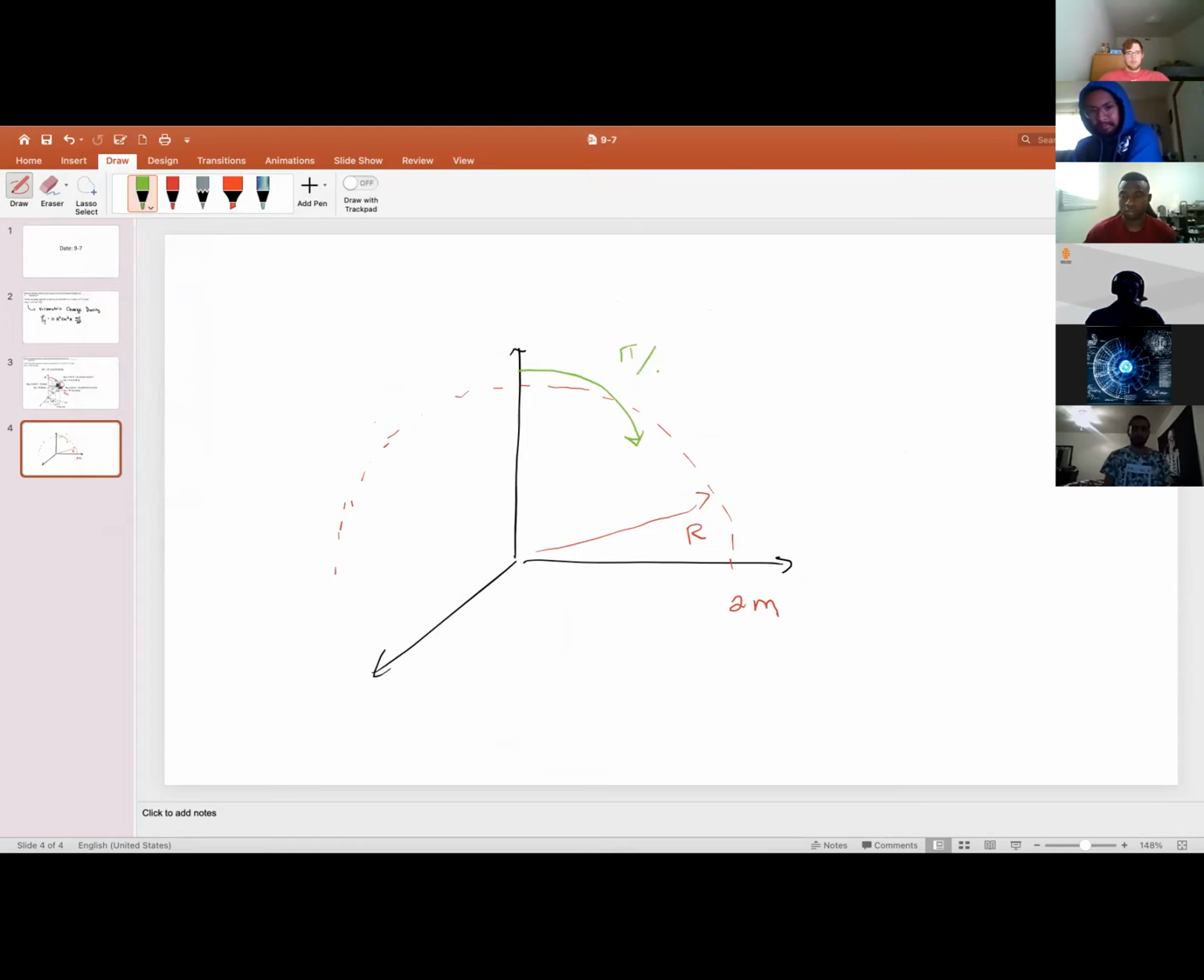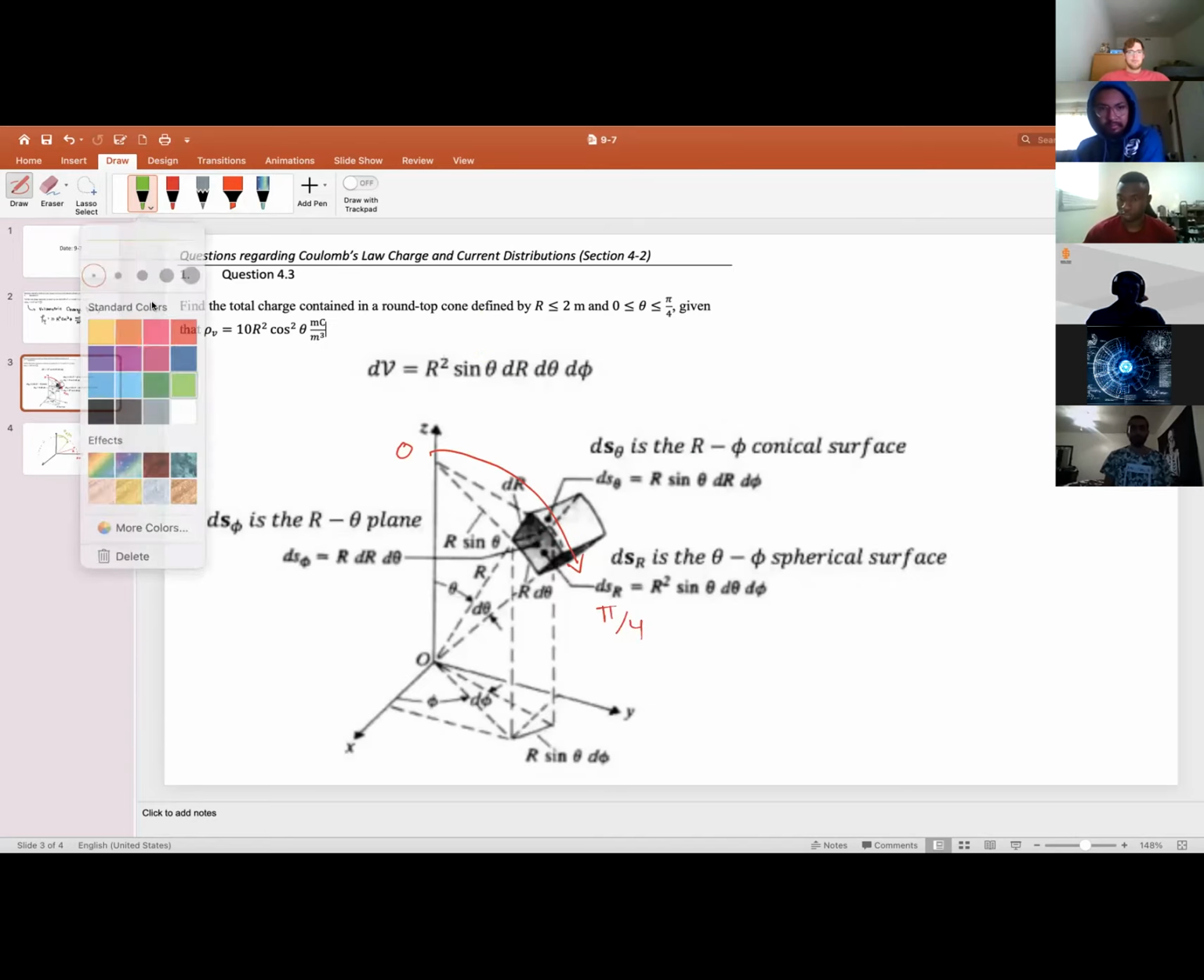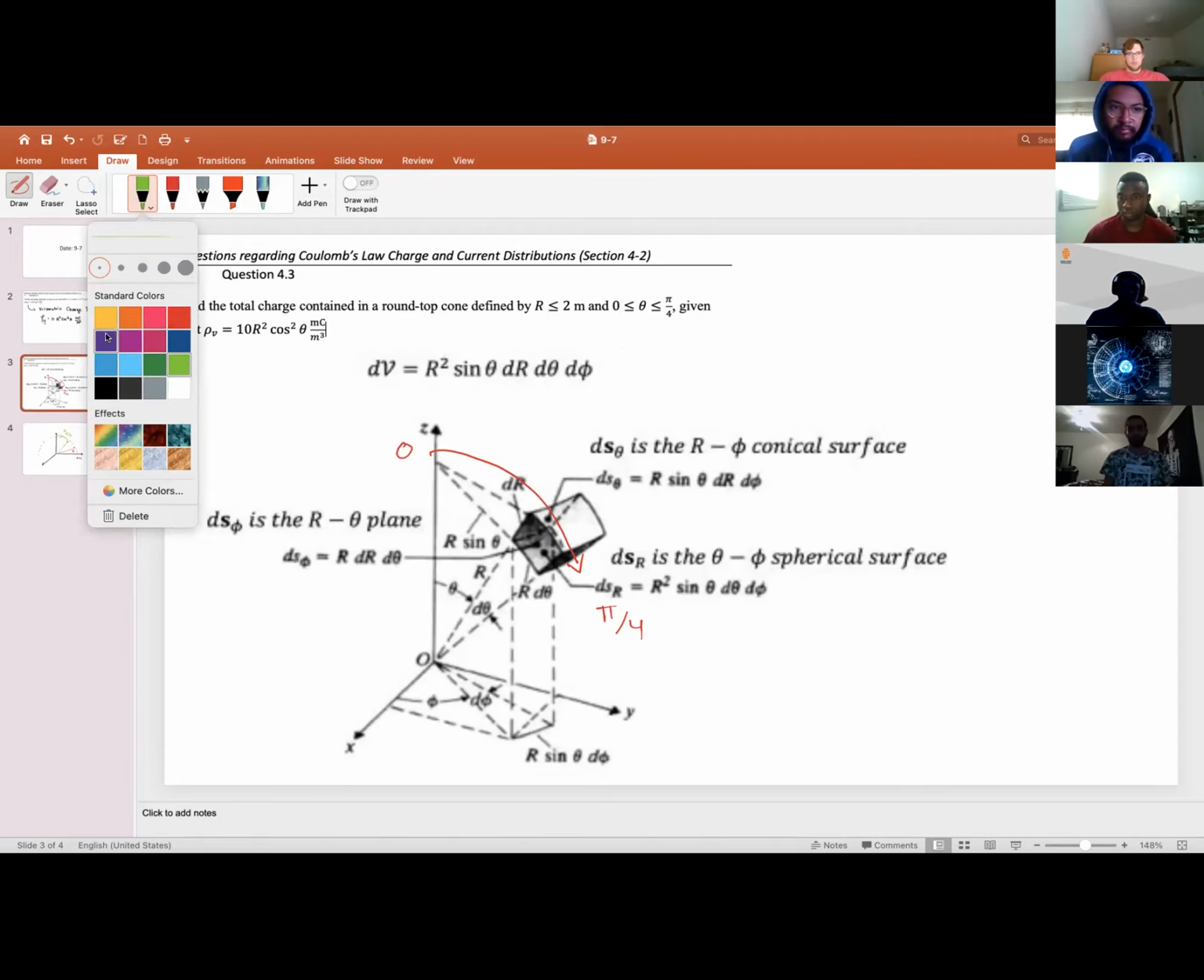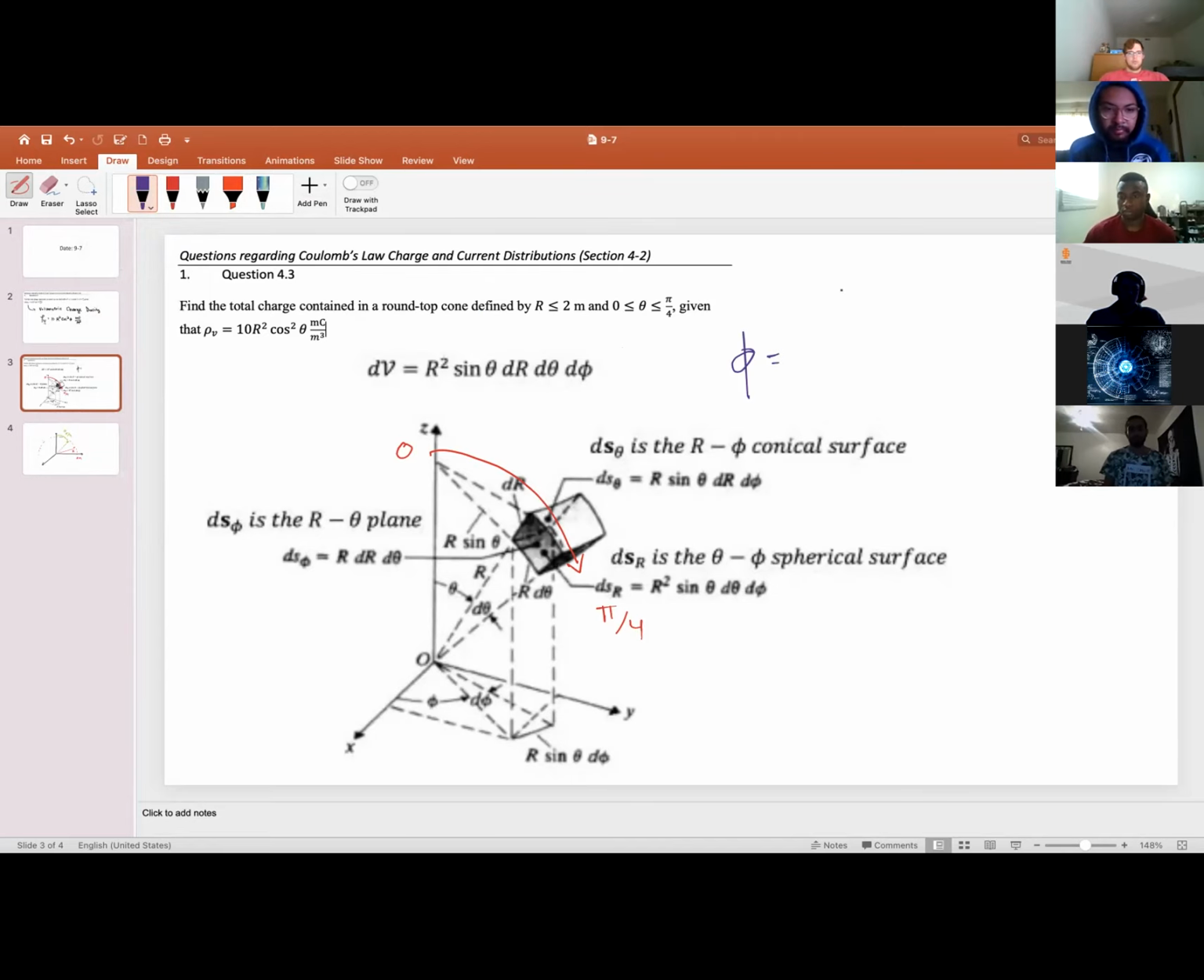It sort of seems like there's one piece of information left that we aren't quite clear about. So we know that this is a cone, so what is phi going to be? What should phi be on this? Let's see, AK, what do you think? What should phi be?